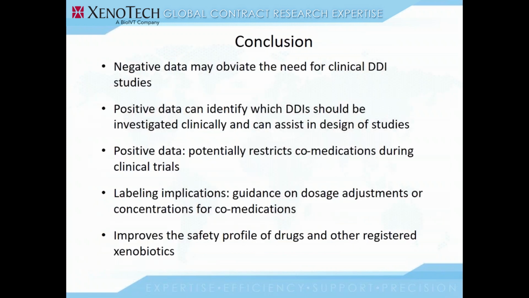So in conclusion, if you have negative data, you can completely remove the need for clinical DDI studies with the R calculations. Positive data can identify which DDI should be investigated clinically and can assist in the design of the clinical studies. Positive data may potentially restrict co-medications during the clinical trials, but at least you're aware of that moving forward. Although there may be labeling implications as well, overall, evaluation of CYP inhibition improves the safety profile of drugs and other registered xenobiotics.